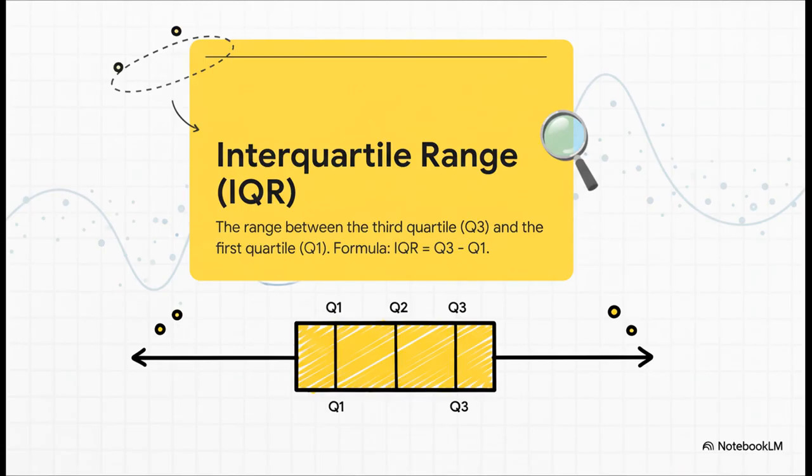All it is is the middle 50% of your data. Just imagine lining up all your numbers from smallest to biggest. The IQR is just that chunk right in the middle. It's basically the box part of the box plot we just saw. It's where all the normal, typical data likes to live.